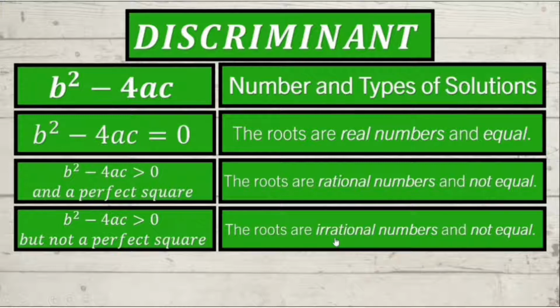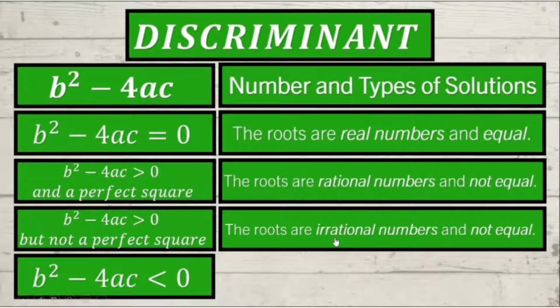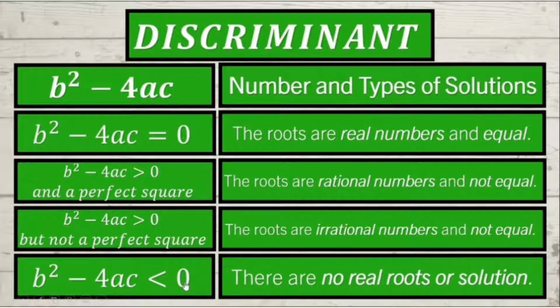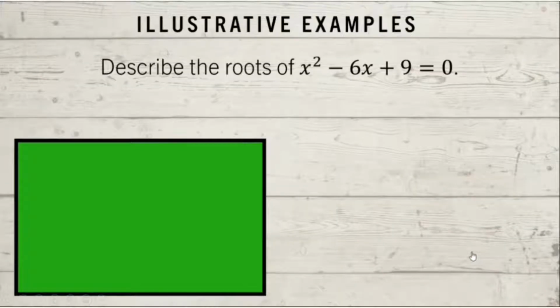each other. And when the discriminant is negative, there will be two imaginary number solutions and they will be complex conjugates of each other, meaning there are no real roots or solutions. To further analyze it, let's have an example. Let's find the nature of the roots of x squared minus 6x plus 9 is equal to 0.